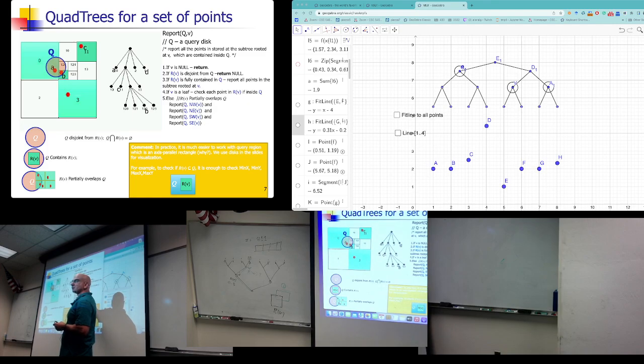Quick question. If I just want to know how many people live inside the query region instead of who these people are, I can change a quadtree to do it, right? And I can change the reporting. How would you do it?